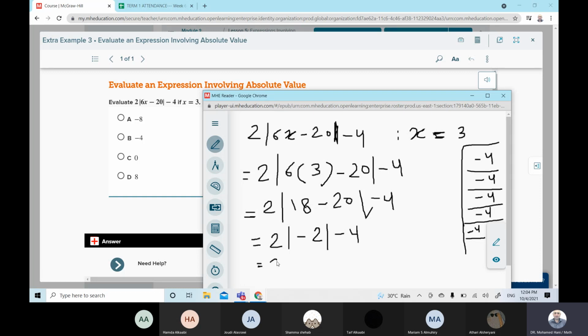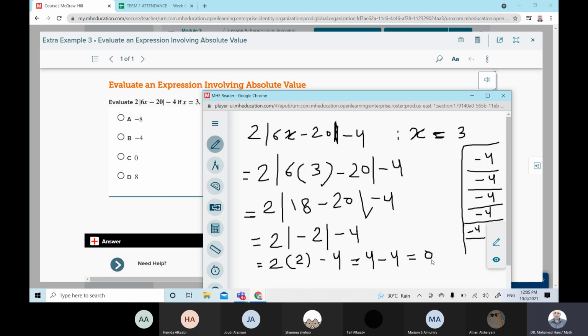Then here we have 2 times. What is the absolute value of the negative number? It means take the opposite number. What is the opposite of minus 2? It will be 2. Minus 4. So 2 times 2 will be 4, minus 4. 4 minus 4 will be 0.